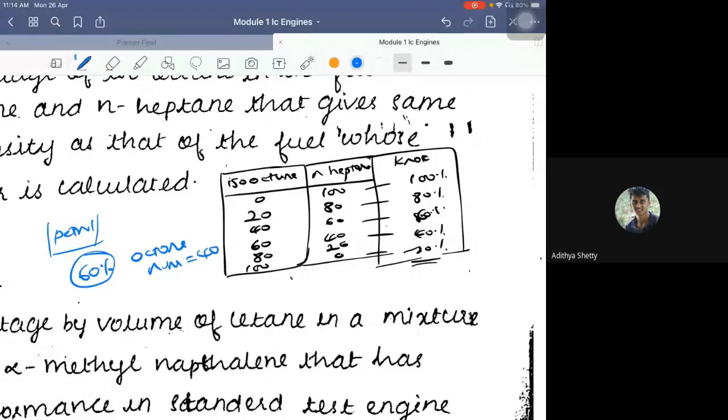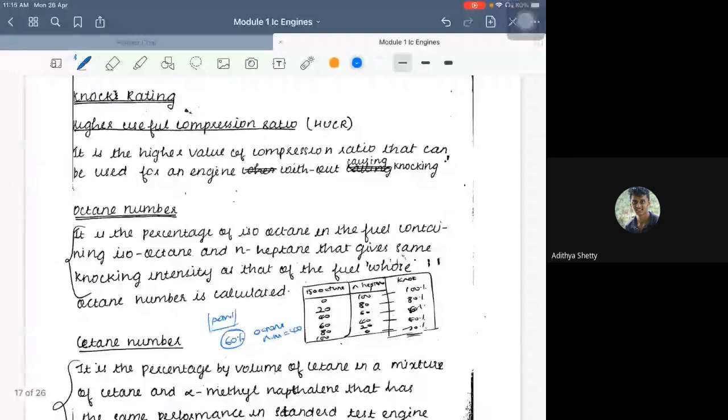Understood everyone how to calculate the octane number? Yes, sir. So how many of you understood? Just raise your hands. Let me check how many of you are alive. Good, very good. So this is how you calculate the octane number. I'll just leave this diagram as it is here so that you can have an idea.